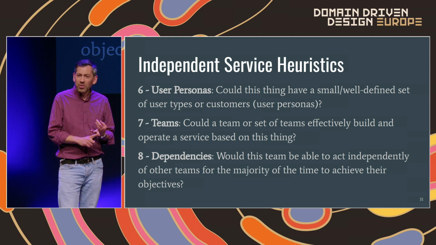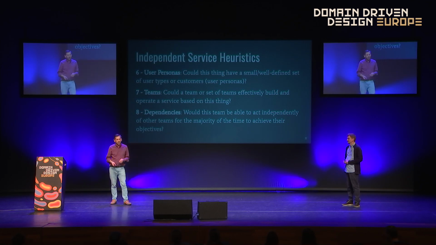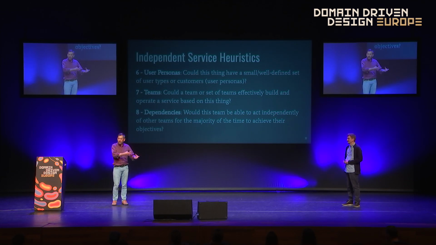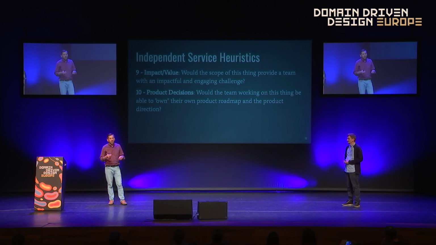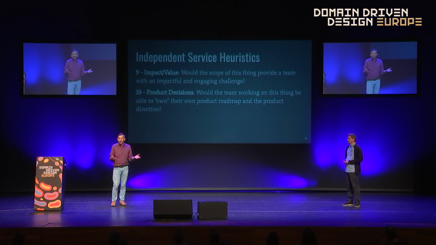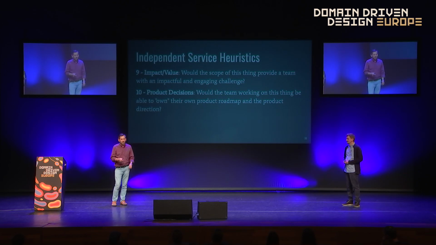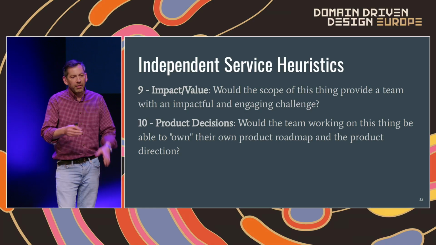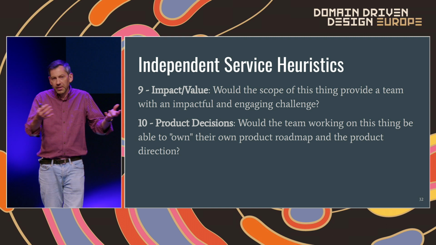Does it feel like a team or a set of teams could actually effectively work on this thing and produce it and make that service operate? What about dependencies? Are there too many dependencies to make this thing independent and viable? Or could you see a way to removing or reducing those dependencies so this thing could be independent? And finally, what about the kind of impact and value, the kind of scope of this thing? If you're talking about something that's too small, then it's not ambitious enough. If the thing's too big, it's going to be difficult to keep coherent. And finally, around the decision around product, basically, would the team working on this thing be able to actually kind of own this as an independent product?